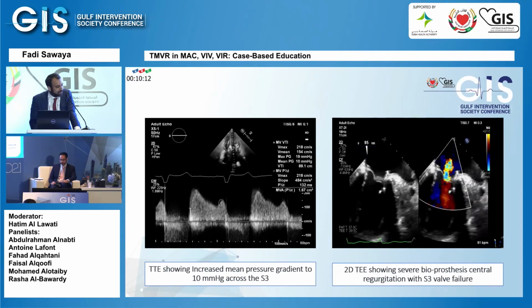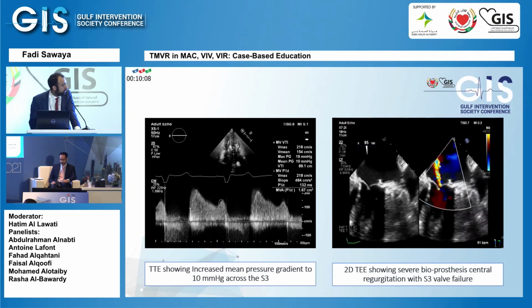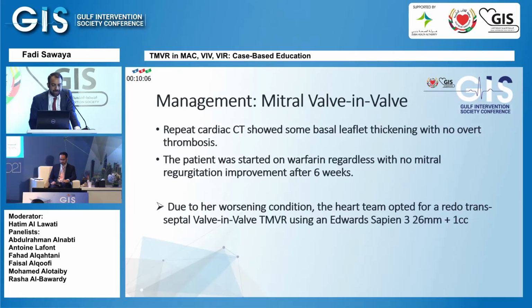We did a CT angio to make sure there was not early valve thrombosis, and on the scan, actually, there was some thickening of the basal leaflets, but there was no leaflet thrombosis. However, I treated her with Lovenox, low molecular weight heparin, and warfarin for 6 weeks, repeated the echo and TEE, and the MR and the gradients had not subsided.